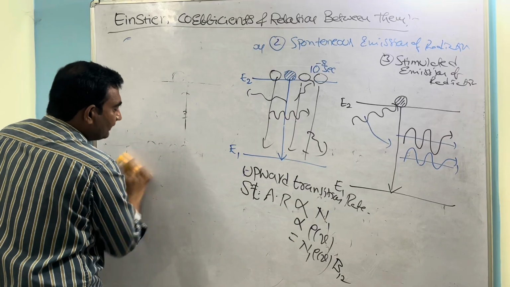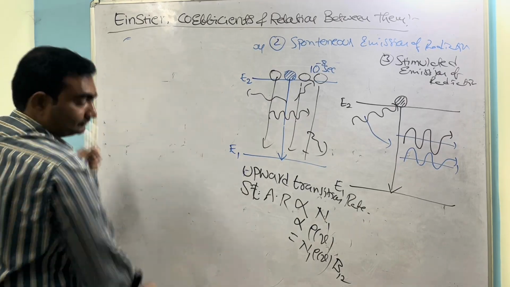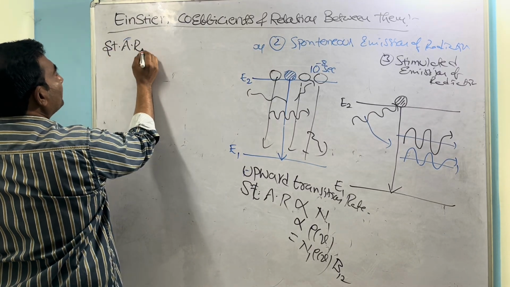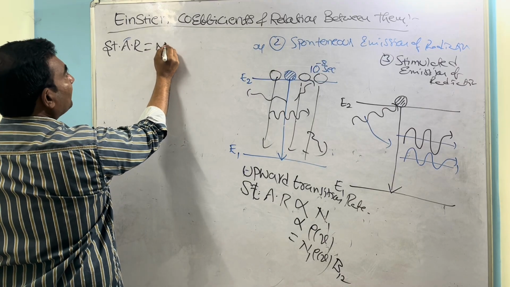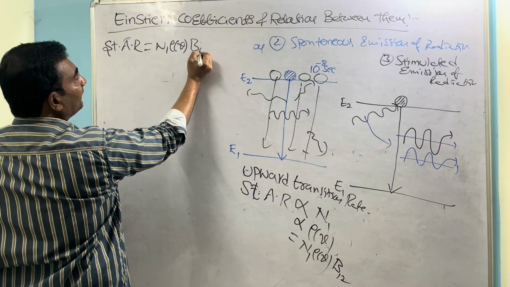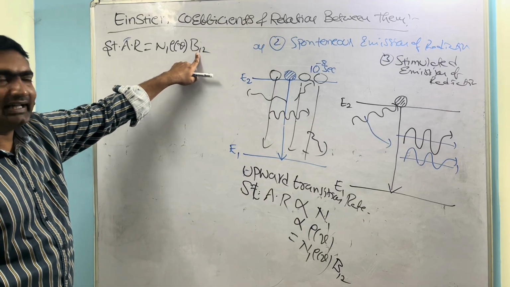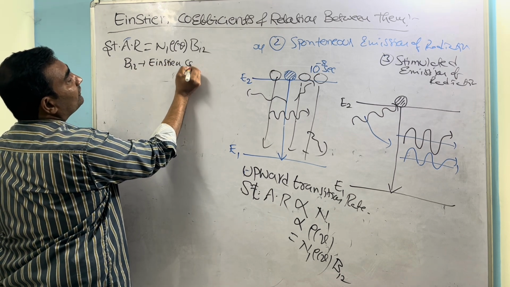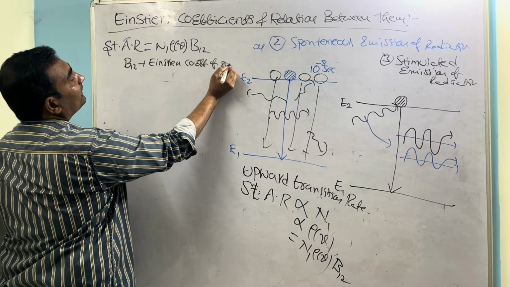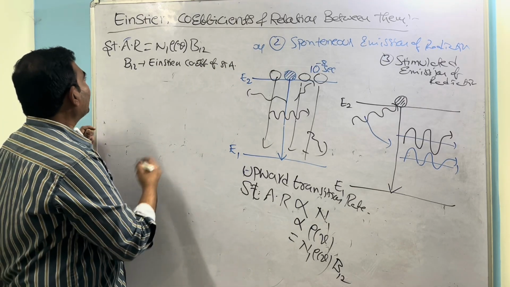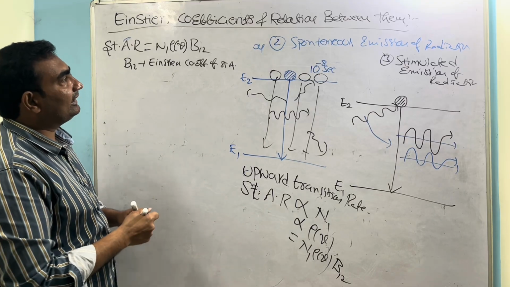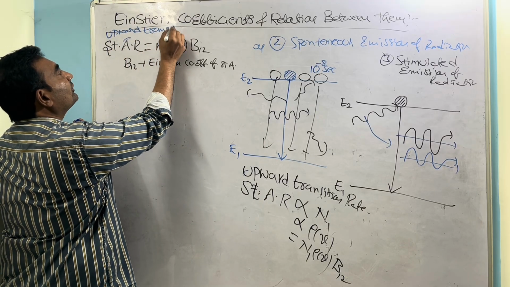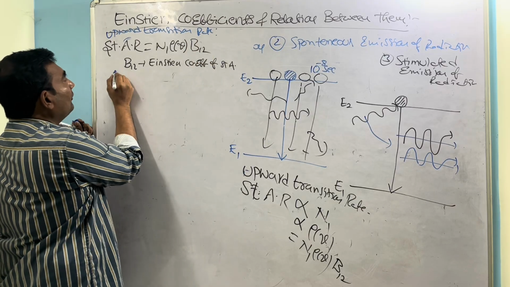So it is very clear that the stimulated absorption rate, which is an upward transition, is obtained as N1 into rho of nu into B12. Here B12 is called the Einstein coefficient of stimulated absorption. Okay, next we will try to calculate the downward transition rate. Of course, this was the upward transition rate.